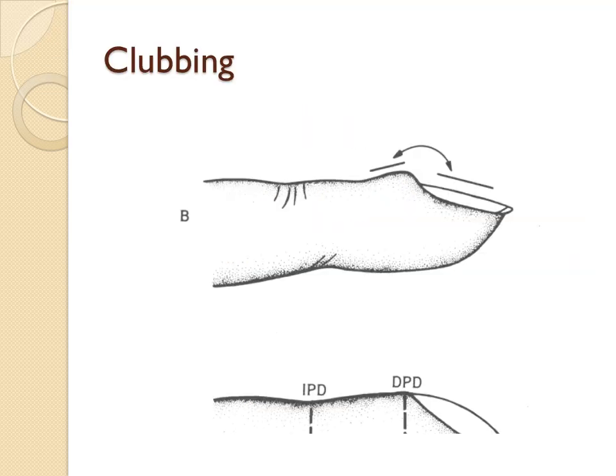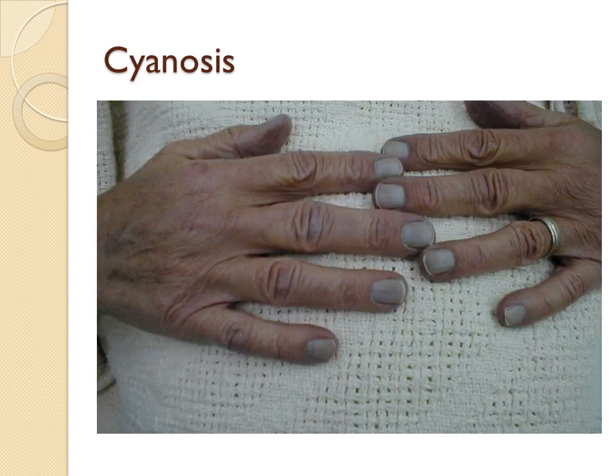This is clubbing. You have to check the patient for clubbing by making him position his hands like that, and check if there's any window or not. This is cyanosis, peripheral cyanosis. We have to check for peripheral cyanosis, but take care, it may be affected in cold weather.